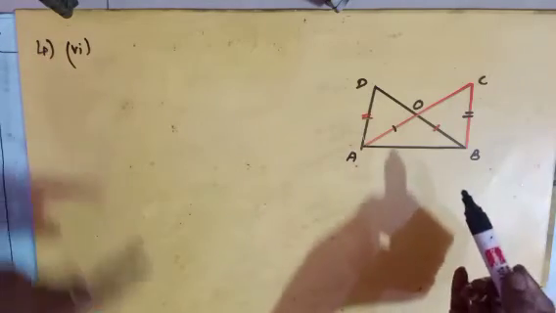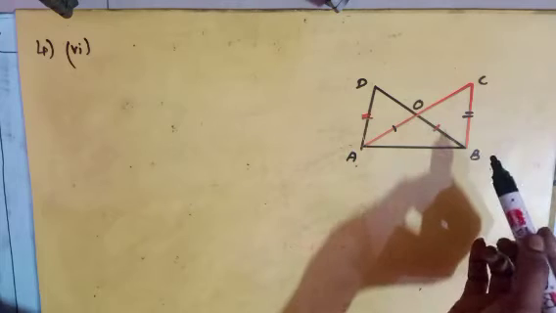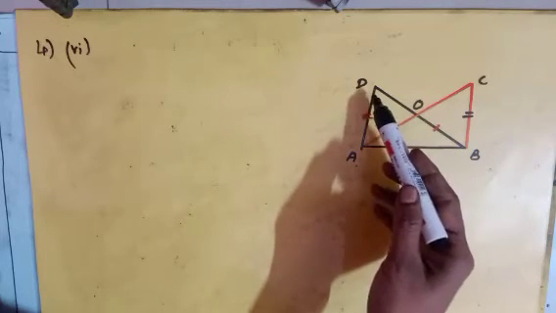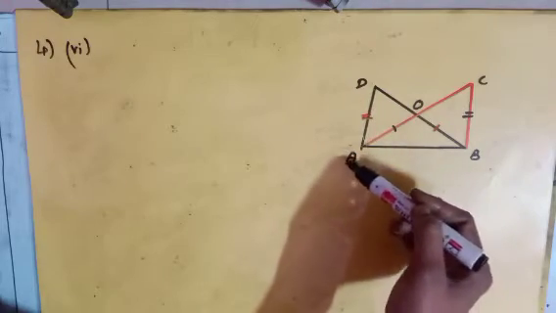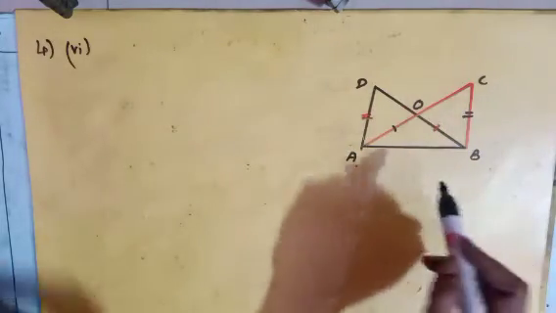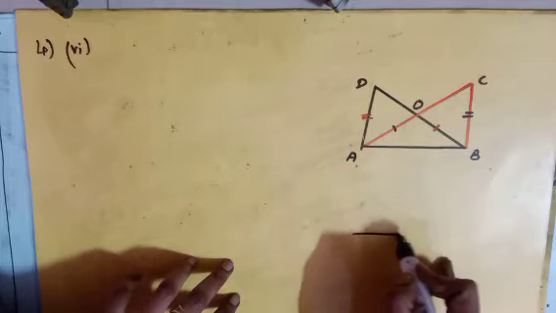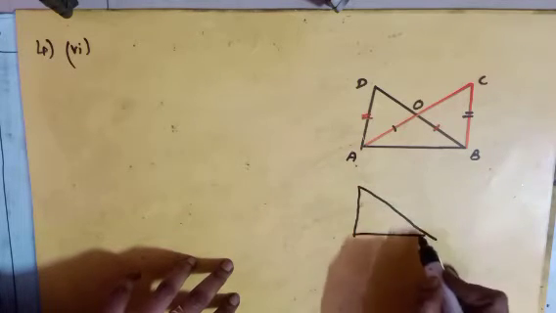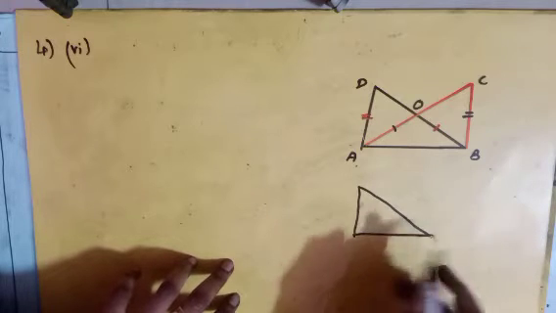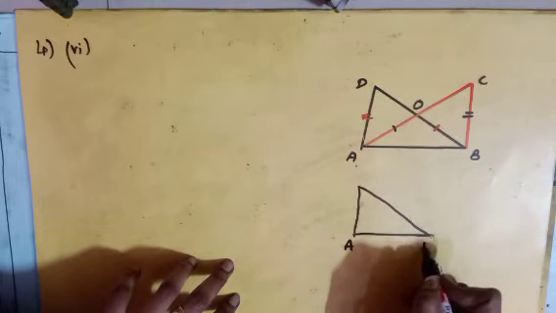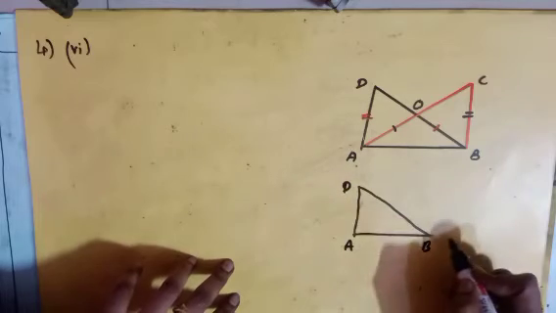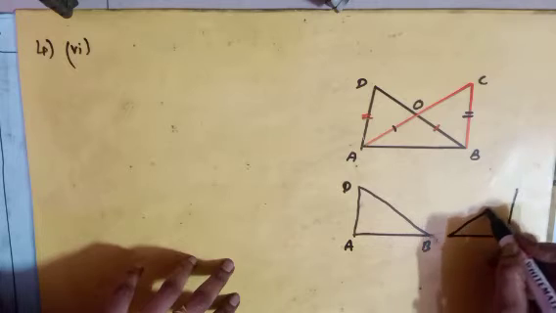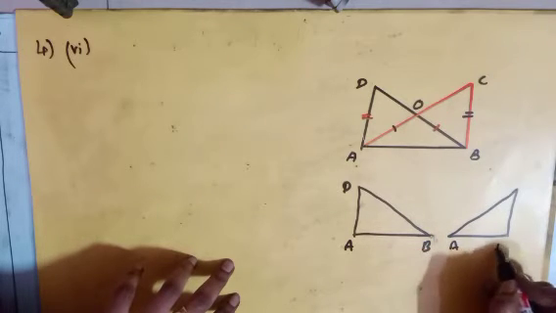Sixth one. See in this figure, we can see two triangles. The first triangle is ABD. Another triangle is ABC. Let me draw the two triangles separately. Roughly I will draw and show the two triangles, then it will be easy for us. First triangle is ABD. Another triangle, roughly I am drawing according to this figure, is ABC.